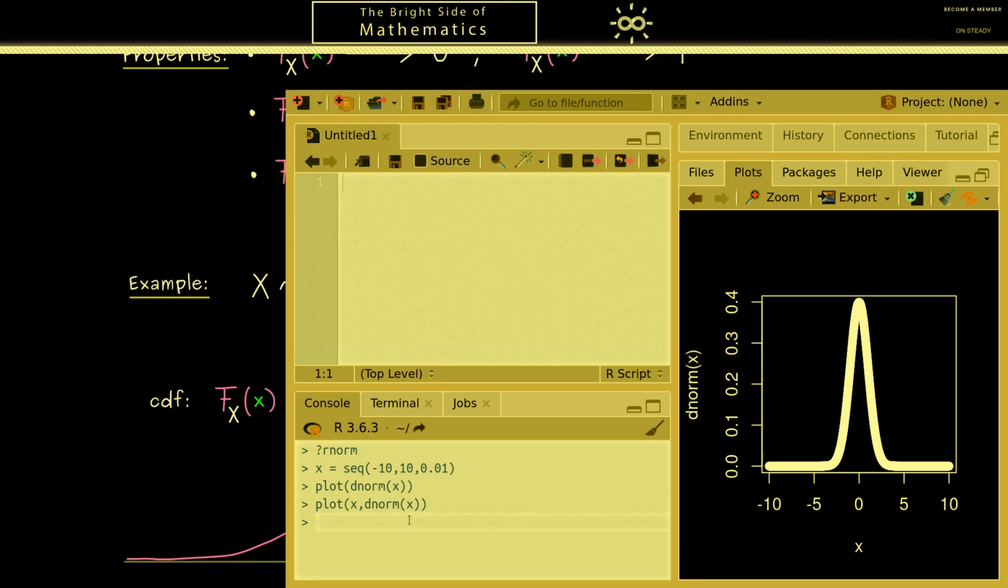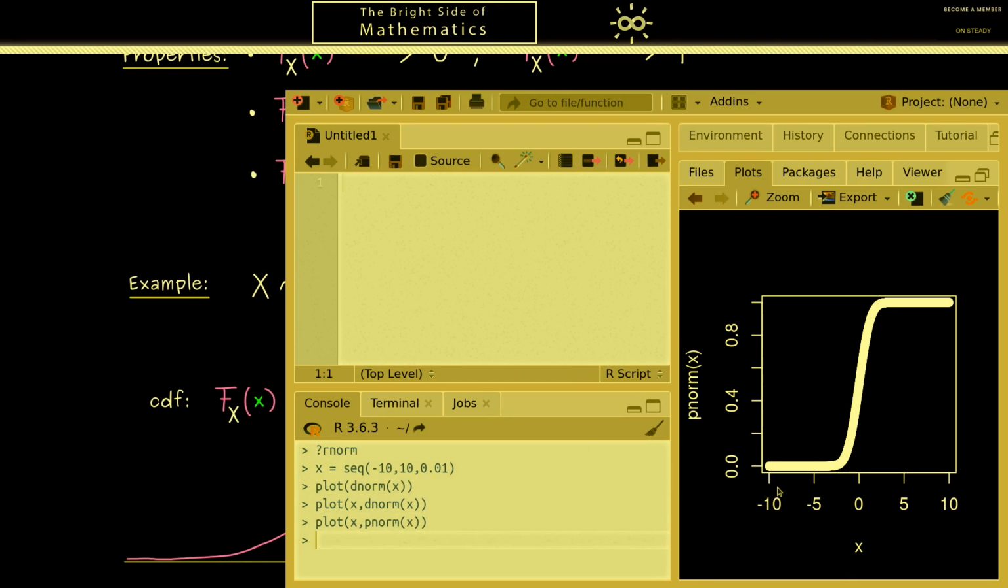Okay, then in the same way, we can plot the CDF. So we take x, pnorm of x. Here you see, this is like our picture from before, but now from -10 to +10. Hence you can see in the limits, we go from 0 to 1. Now, I would suggest that you play around with all these functions to get a good visualization for the PDF and for the CDF.